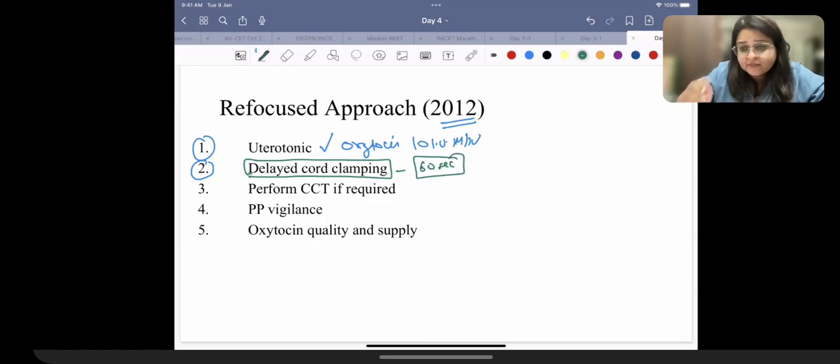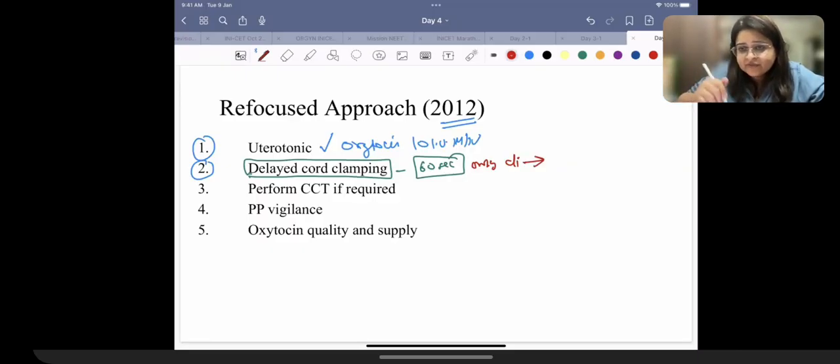Okay. At least by 1 minute. The cord, wait for 1 minute before clamping the cord. This is going to prevent neonatal anemia. And the WHO says the only contraindication to doing a delayed cord clamping is what? What is the only contraindication?